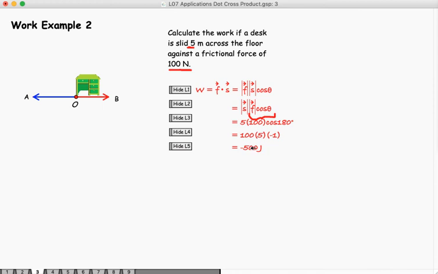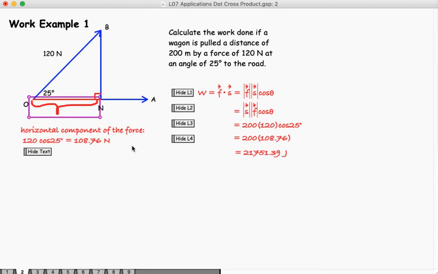And of course, negative work is being conducted here because they're in opposite directions. We had positive work done over here because this component was heading in the same direction. This vector was heading this way, which is in the same direction as the direction the wagon is moving.